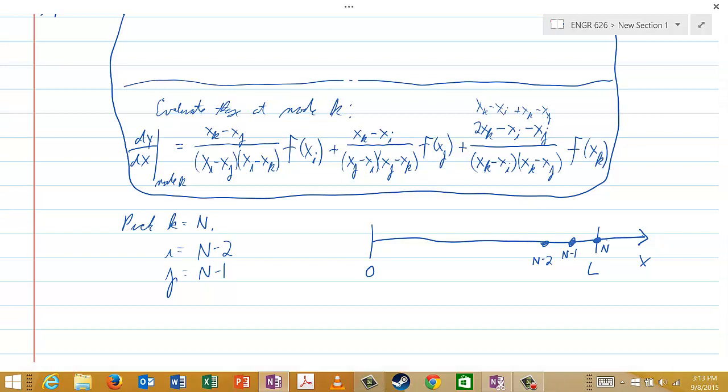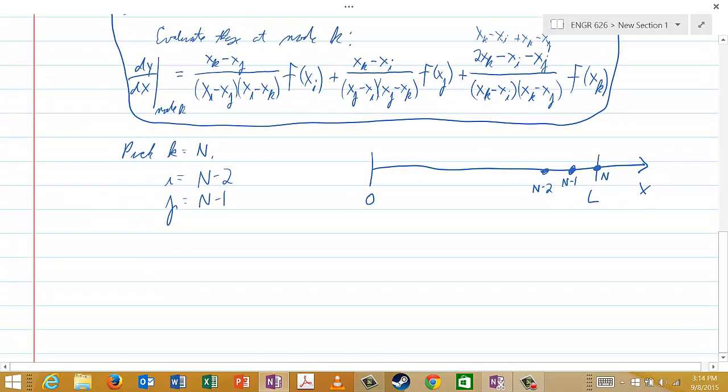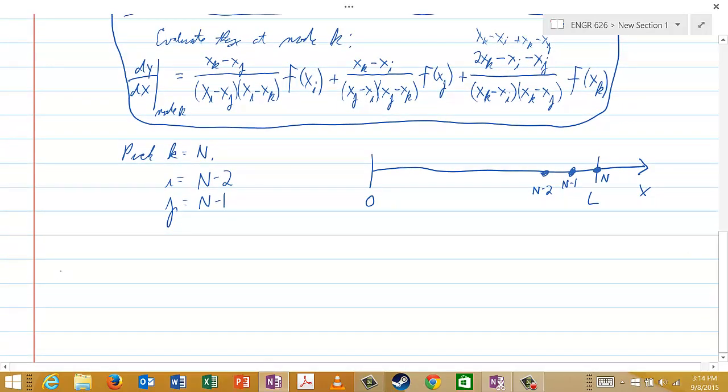And we don't want the expression to involve any locations outside of the mesh. But it is okay if it involves nodes n minus 2 and n minus 1. So that's what we'll do. Okay? So let's see what this will give us. We'll have dy dx at node n, because remember, node k now is node n.